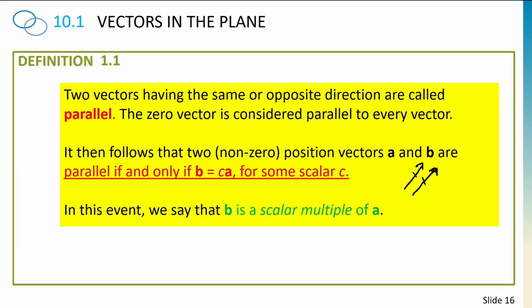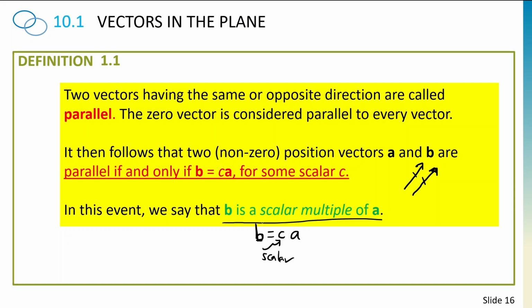So two vectors are parallel to each other. We're talking for sure about non-zero vectors. They are parallel to each other if and only if I'm able to write one of them as the scalar multiple of the other. So A is parallel to B if B can be written as CA, where C is a scalar. A and B are the vectors.